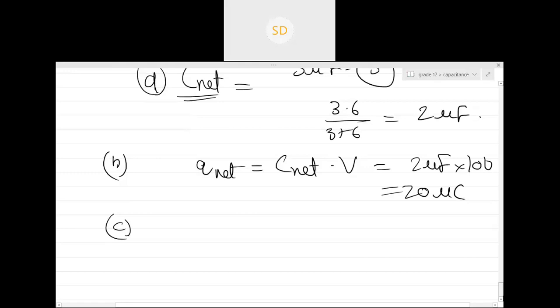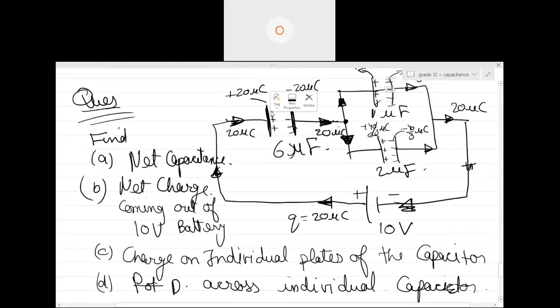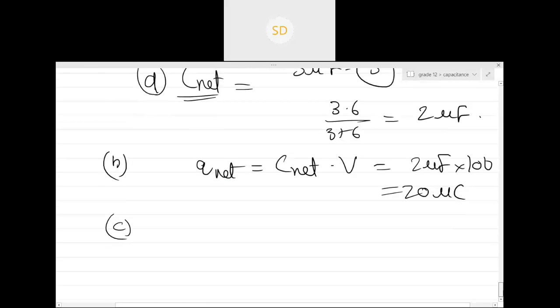I understand the potential part. How do you find the potential once you know the charges on individual capacitors? Do you know the charge on this capacitor? 40 by 3, 20 by 3, right? So if you know Q1, Q2, Q3, and you know C1, C2, C3, you can calculate.